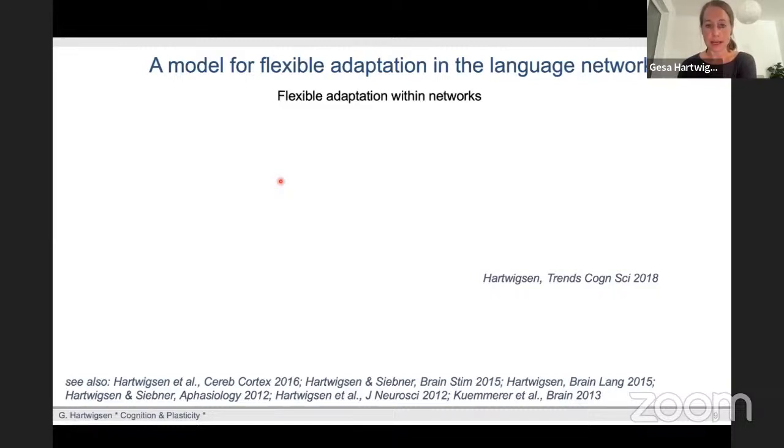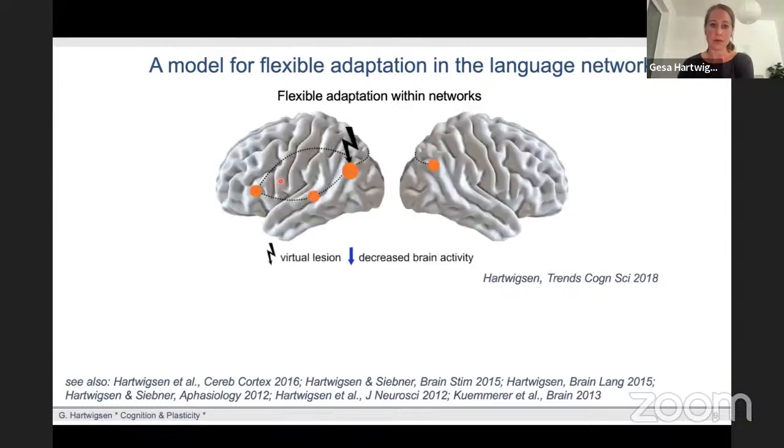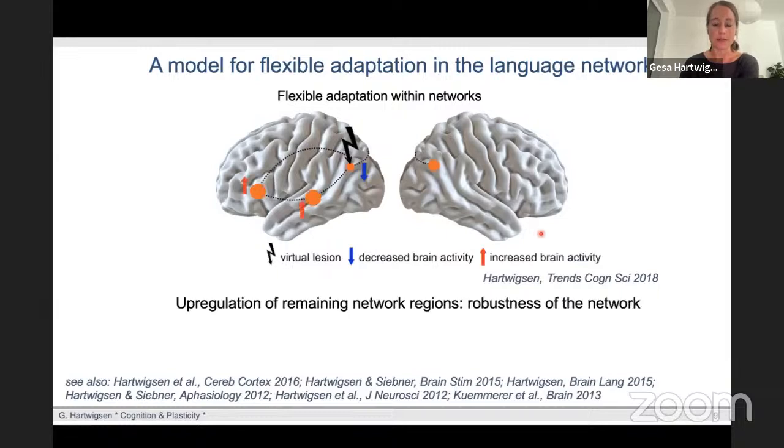The first key assumption is that flexible adaptation can take place within specialized networks. So let's assume we have a simplified language network with several regions, and we target one of these areas with inhibitory TMS. This is sometimes referred to as virtual lesion because you perturb the ongoing activity. Then this will decrease the contribution of the targeted area. And now the brain may adapt to this. And this looks as follows.